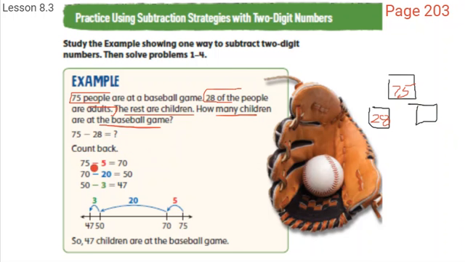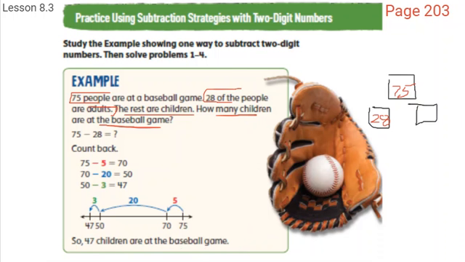Look at this, how it says count back. 75 minus 5, so we're making a 10. That's making a 10 because we're subtracting 5. 70 minus 20, because we have 28, right? It's 50. And then 50 minus 3 is 47. Again, 75 minus 5, 70, 20. Add these numbers up, what you have is 28. And so therefore, it's going to be 47. So 47 children are at the baseball game.